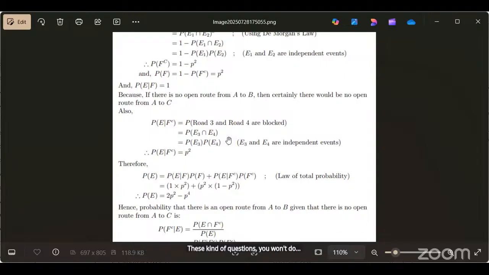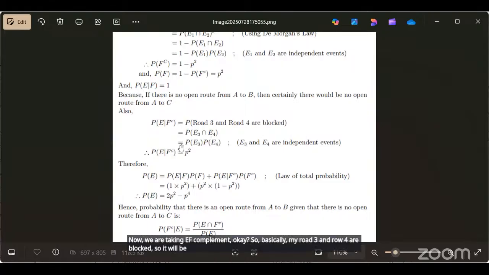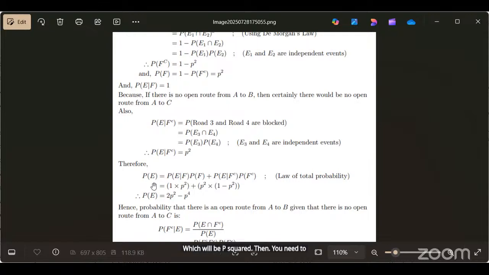Now we are taking E F complement. Basically my road 3 and road 4 are blocked. So it will be E3 intersection E4, which will be P square. Then you need to find out the probability of E. What is the probability of E? That the A to C road is blocked.